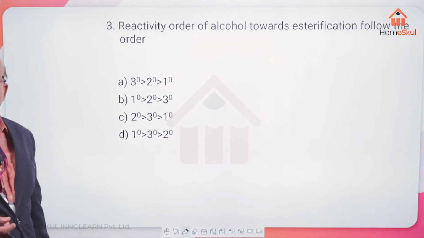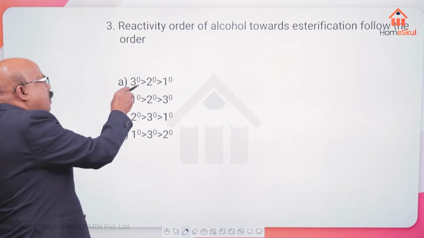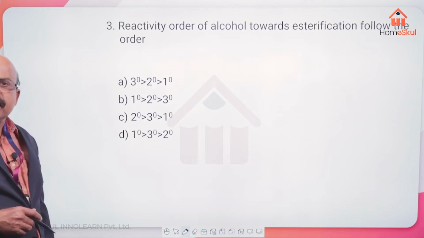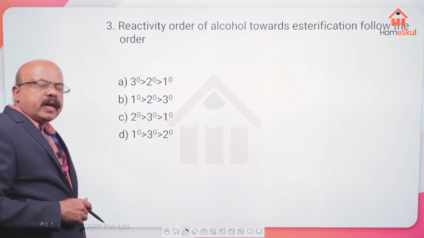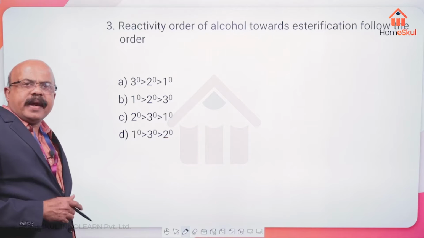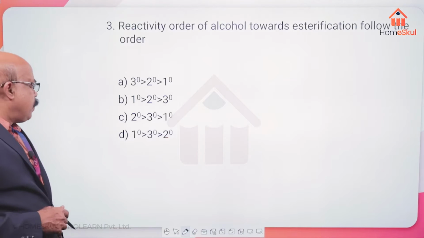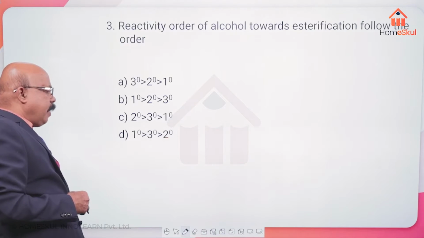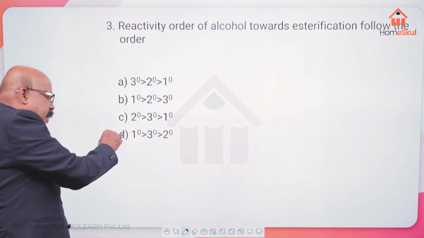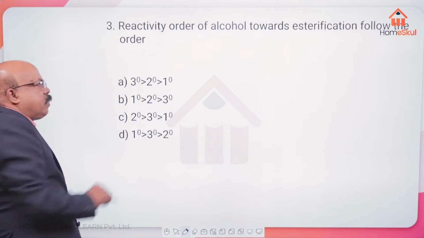You may know the answer, very simple. Option one: tertiary greater than secondary greater than primary. Second option: primary greater than secondary greater than tertiary. Third option: secondary greater than tertiary greater than primary. And the last option: primary greater than tertiary greater than secondary.